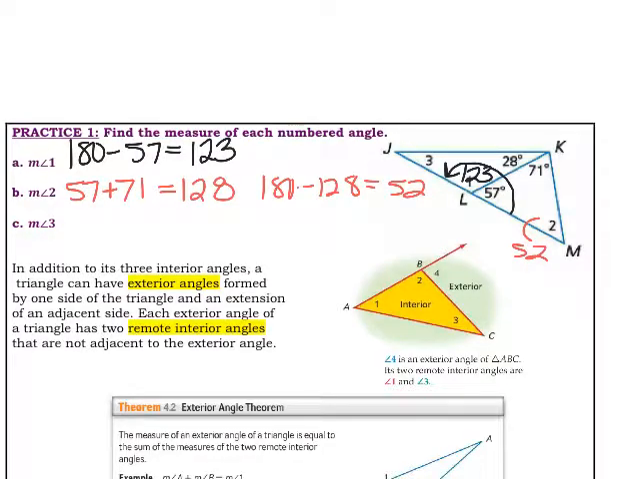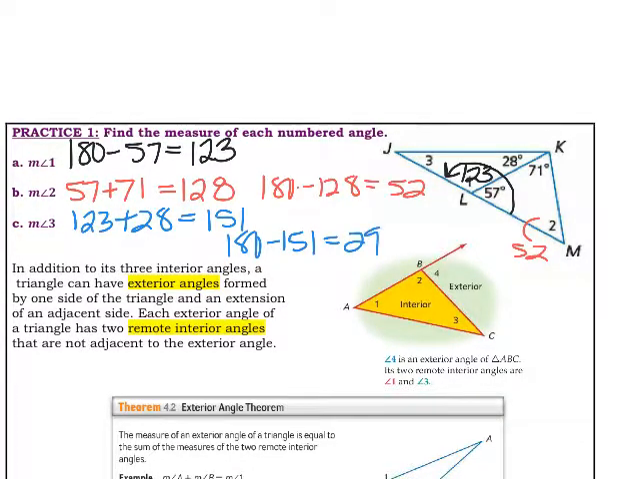And now can I figure out 3? Yeah, so I can add what? 123 and 28, and that gives us 151. And then 180 minus 151 is 29. Good. And we're done.